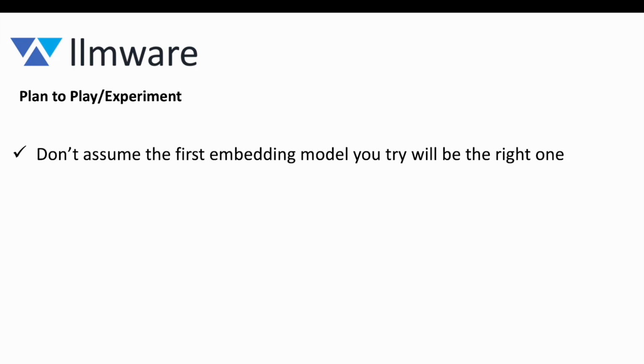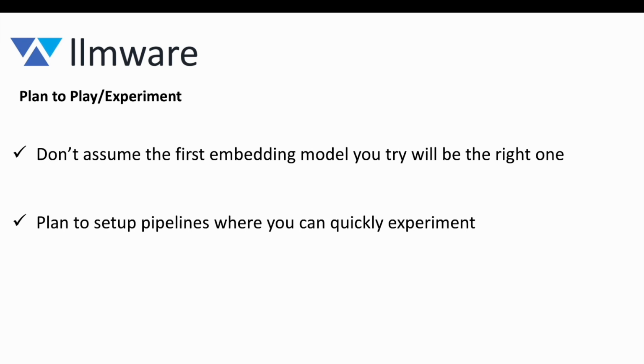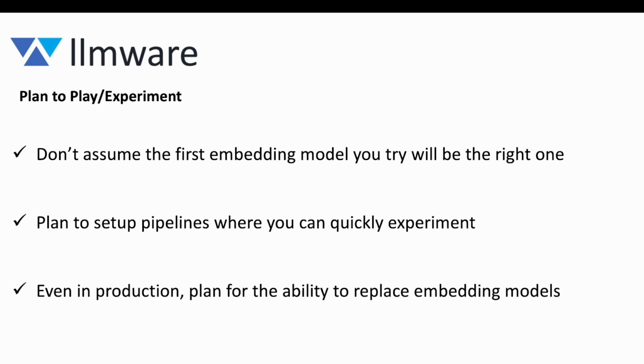So what we recommend is actually don't assume the first embedding model you try is going to be the right one. Instead, spend a little bit more time on some pipelines where you can quickly experiment with many different embedding models to try to find one that works for your use case. And then even moving forward, once you're considering going into production, you probably don't want to assume the model and the approach you're going with now is going to be the one you want 6 months from now or a year from now, just given how fast the industry and models are changing. So you're going to want to build in the ability to swap out embedding models, re-index data, things like that.